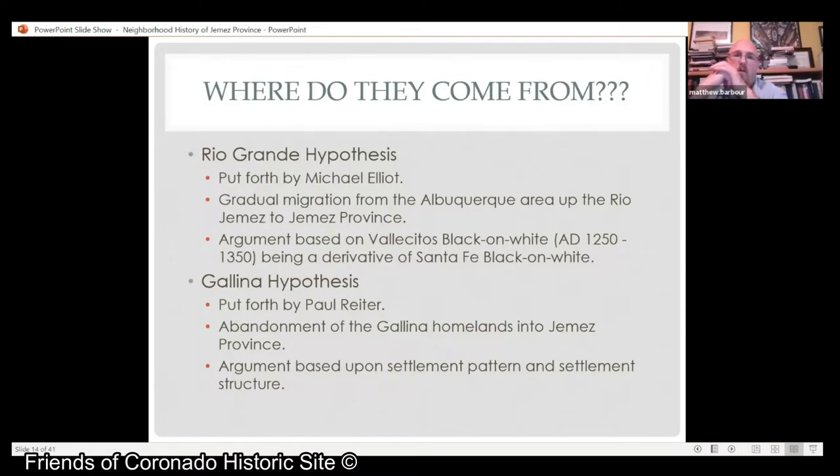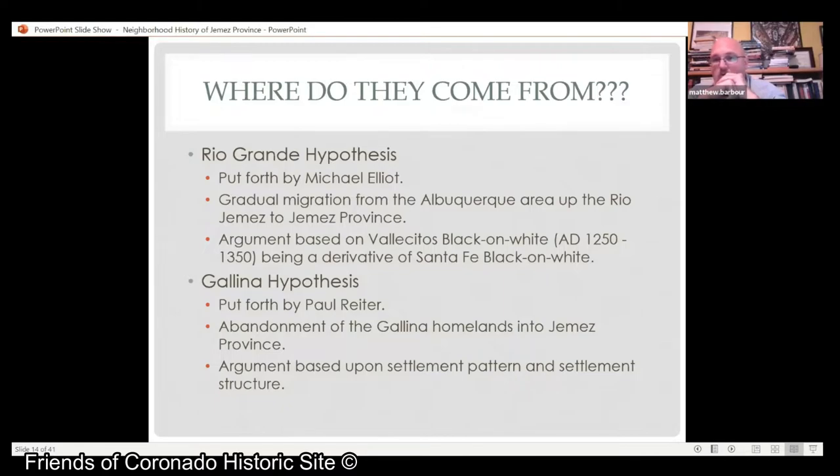The other hypothesis has been put forward, and the first one is really that the champion of it has been Michael Elliott, who's one of the greatest archaeologists in the Jemez Mountains, bar none. The other hypothesis, which is much older, is from Paul Ryder. He's the one who wrote up the excavations at Unshagi, as well as some work at Giusewa. And he noticed that at pretty much exactly the same time the Guayana seemed to leave their lands, the Jemez appear to show up in Jemez province.